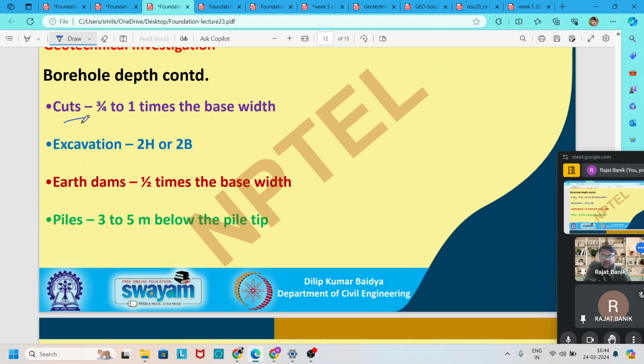Then for cuts, the depth of borehole is 3/4 to 1 times the base width of the cut. For excavation, it is 2 times the height or 2 times the width of the excavation. For arch dam, it is half times the base width of the arch dam. And for pile, it is 3 to 5 meters below the pile tip. So these are the conditions, depending on different types of structure, to find out the borehole depth.